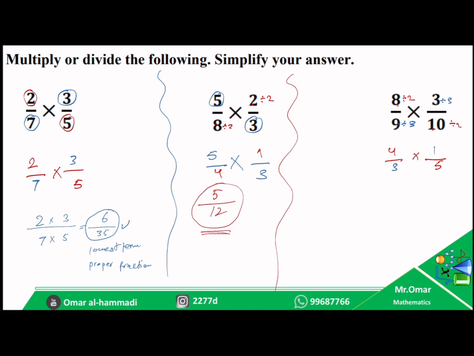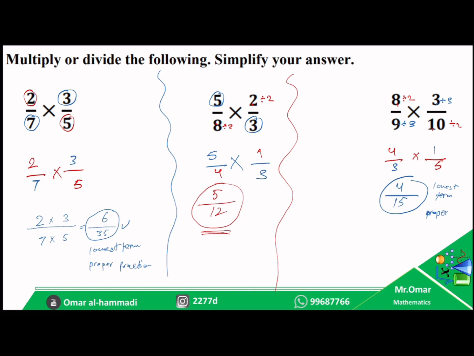Now we have to write 4. 4 multiplied by 1 is 4. 3 multiplied by 5 is 15. So this one is in the lowest term. And also it is an improper fraction.